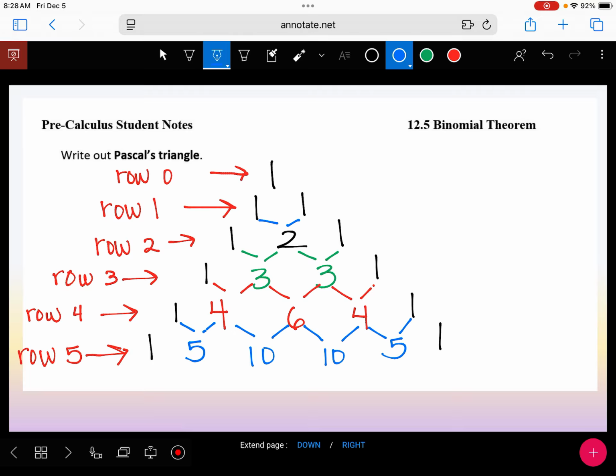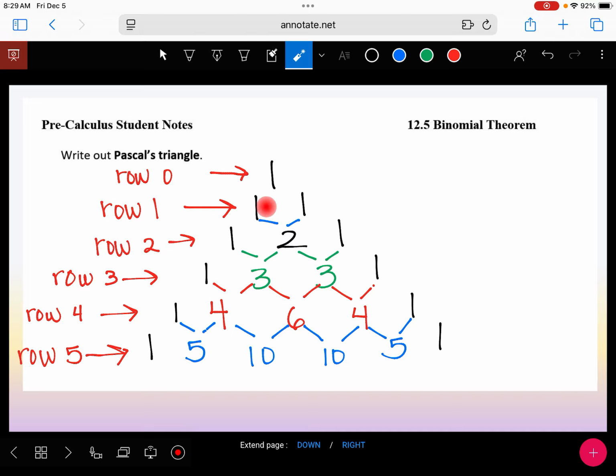Let's look at some of the patterns that we can kind of establish. After you get past row 0, notice that the second number is the same as the row number. So see how this one, the second number is a 1? That tells me that's row 1. Here, the second number is a 2. That tells me I'm in row 2. Second number here is a 3. I know I'm in row 3. Okay, so it's a pattern.